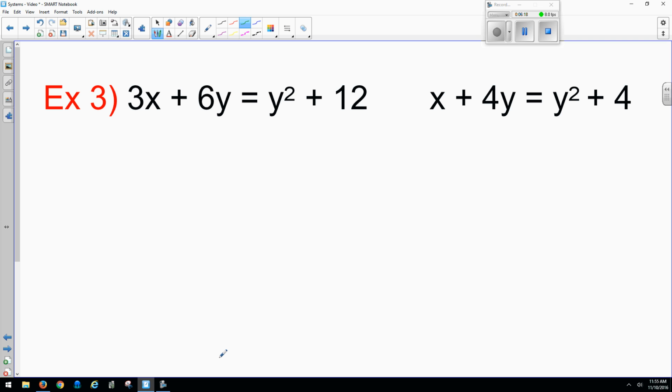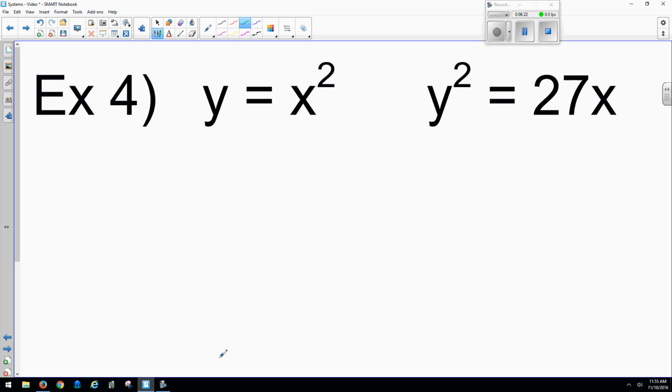Number 3 is yours to try. Really try it, okay? And then here's number 4. So these are both quadratic functions, but if I were to look at this graph, this is a parabola that opens up. And if I were to look at this graph, this is actually a parabola that opens sideways, and we're not necessarily going to get into graphing those, but this is another way where substitution is useful.